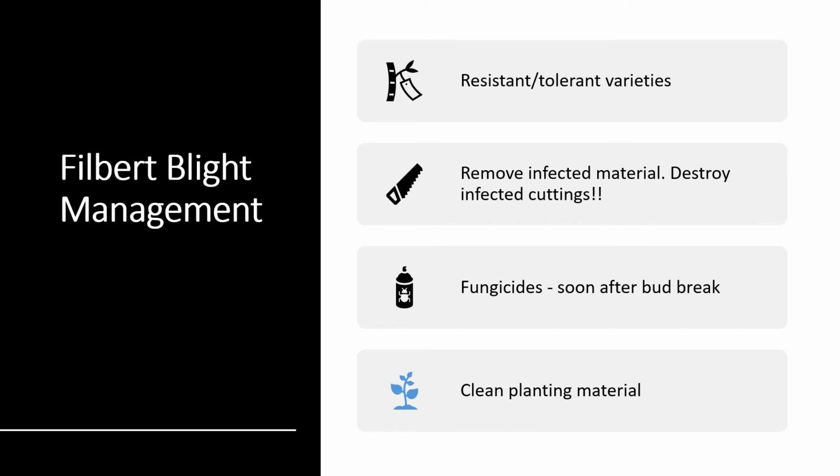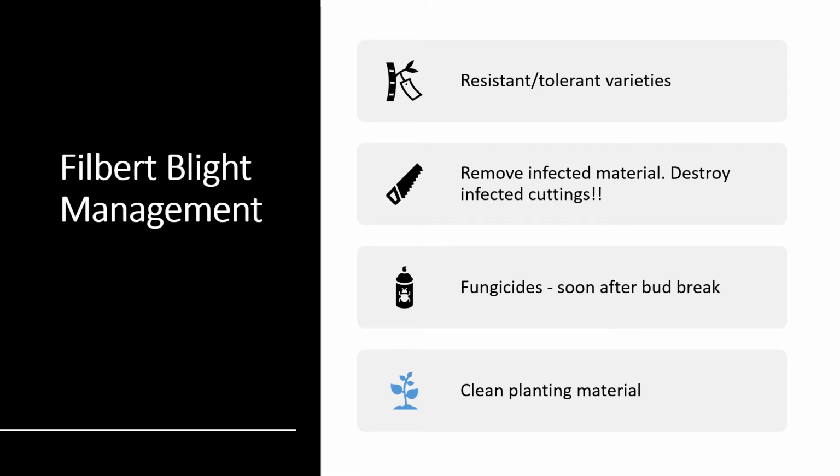Eastern Filbert Blight management really requires a multi-pronged approach. It's not enough to just go in and spray. There are 4 main areas you can focus on when managing for Eastern Filbert Blight. The first is to choose resistant or tolerant varieties wherever possible. The second is the removal of any infected material you might see and the destruction of those cuttings. Fungicides are helpful, especially with more susceptible varieties, and those need to be applied shortly after bud break.